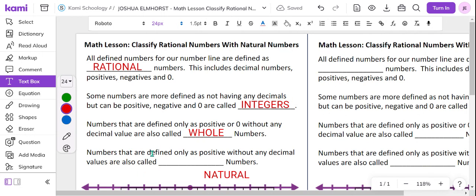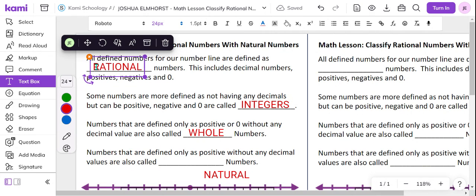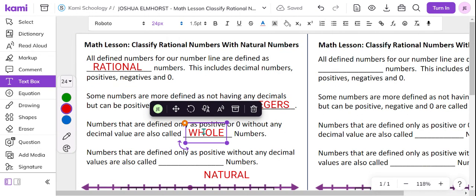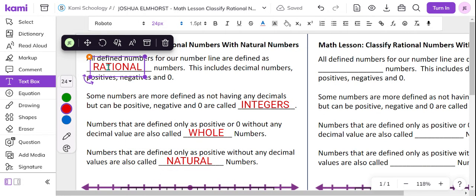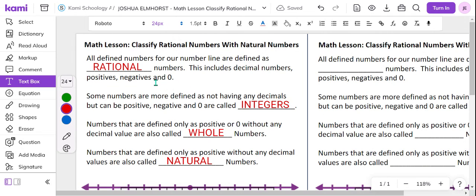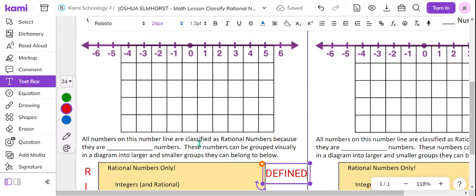And the last group, if it's rational integer whole numbers, if the number is only a positive number without zero, all positive numbers without zero or any decimals, we can also call those natural numbers. So all these definitions fall under the rational number category, first and foremost, but then some numbers will be called rational, integers, whole numbers, and natural. So what does that look like on a number line?